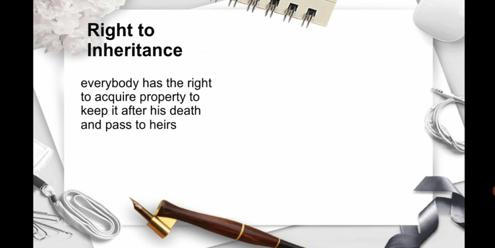Second is the right to inheritance. Since an individual can acquire or accumulate private property, the right of inheritance takes place also. It means that everybody has a right to acquire property, to keep it, and after his death, to pass it on to his heirs. The most important feature of capitalism is the existence of private property and the system of inheritance.